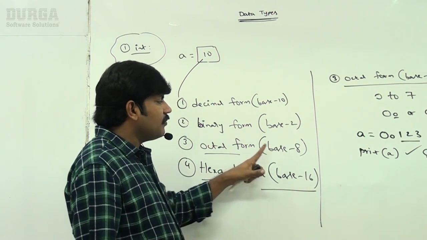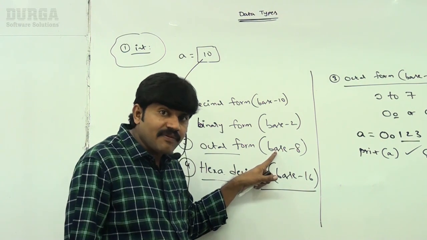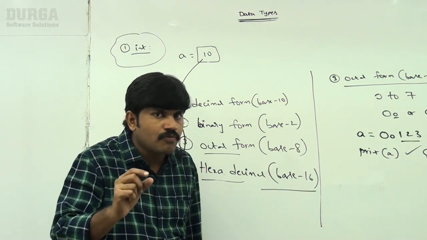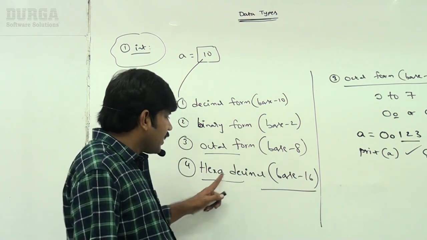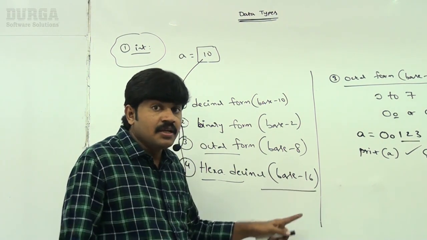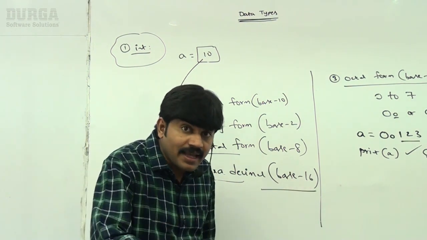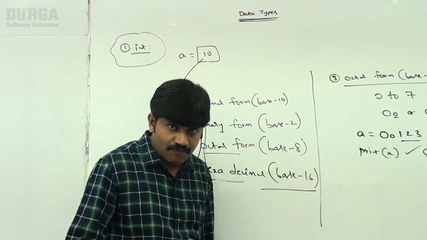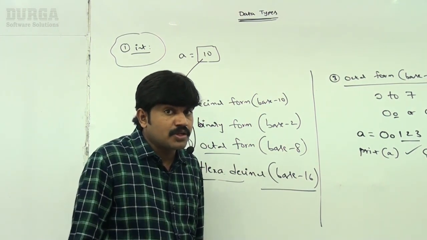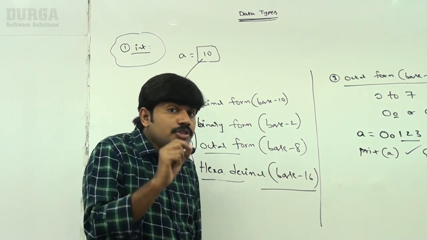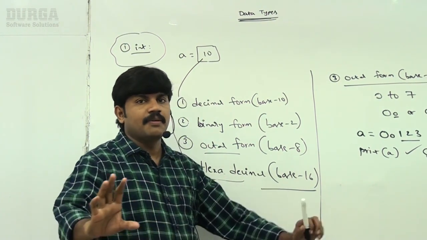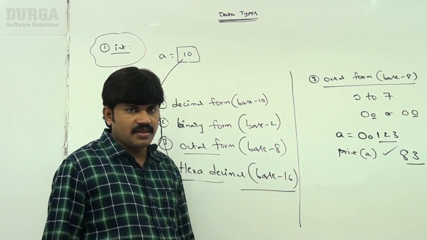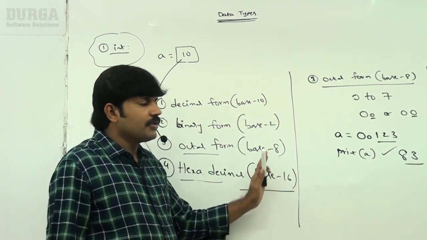Next, octal form: allowed digits are 0 to 7 and compulsorily the number should be prefixed with 0 small o or 0 capital O. Next, hexadecimal form is base 16. Allowed digits are 0 to 9 and A to F. A to F you can use either lowercase or uppercase, but compulsorily the number should be prefixed with 0 small x or 0 capital X.